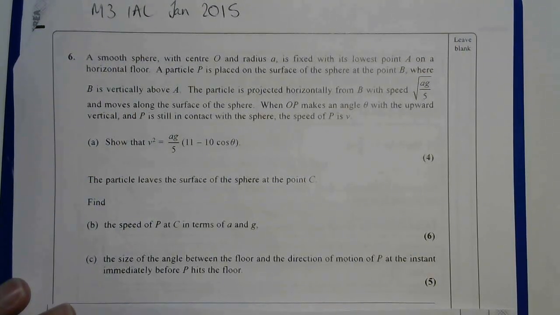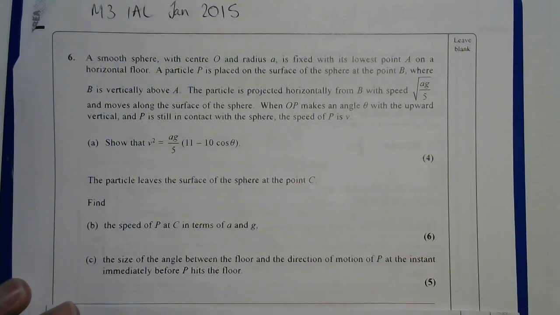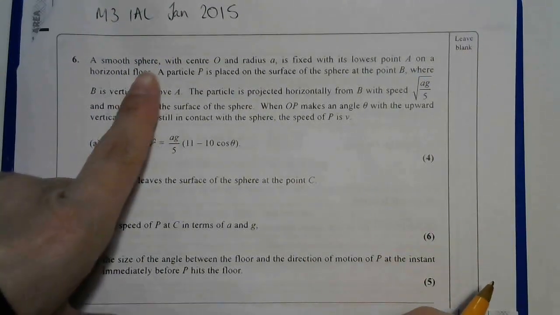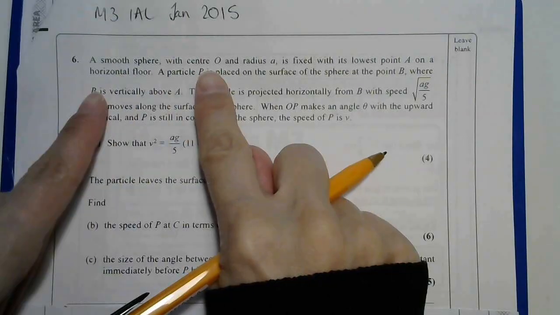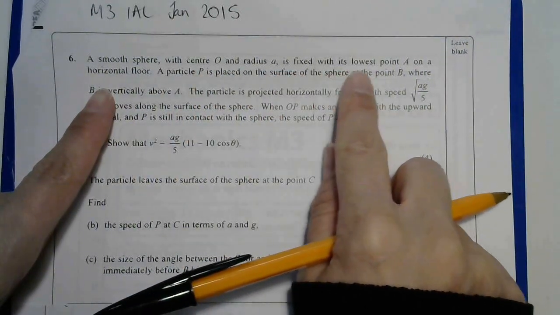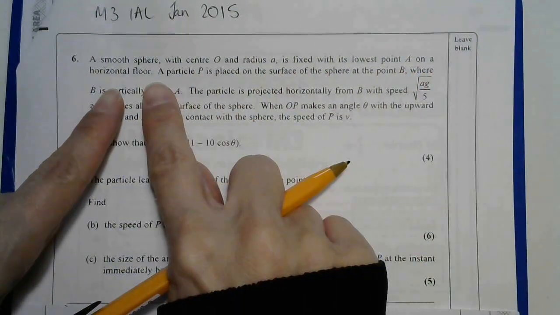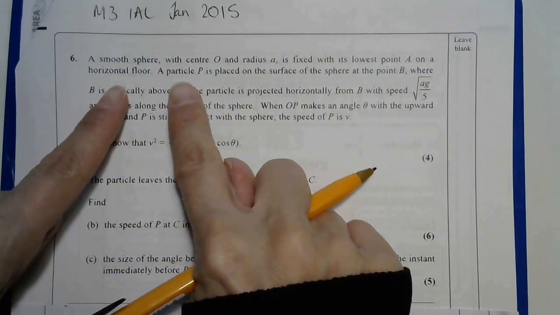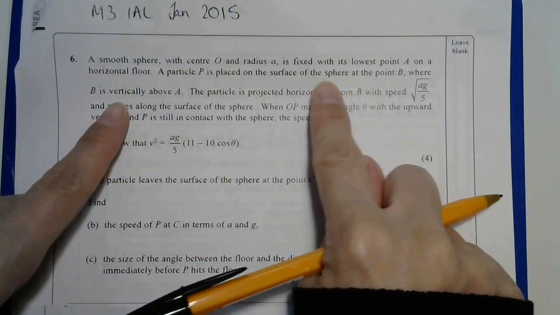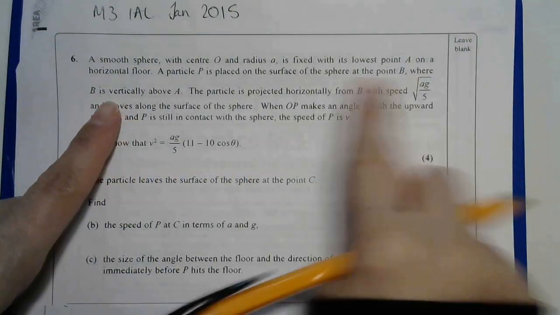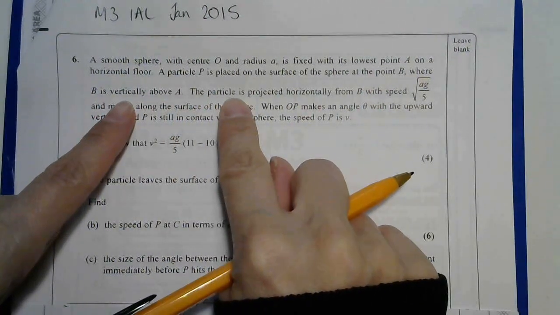Hello, so today I'm looking at M3 International A-Level January 2015. This is question 6. So we begin with a smooth sphere with centre O and radius a, fixed with its lowest point A on a horizontal floor. A particle P is placed on the surface of the sphere at point B, where B is vertically above A.